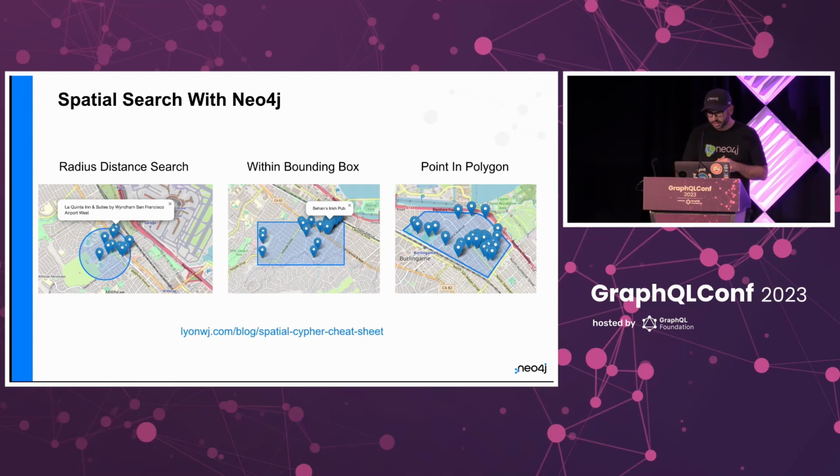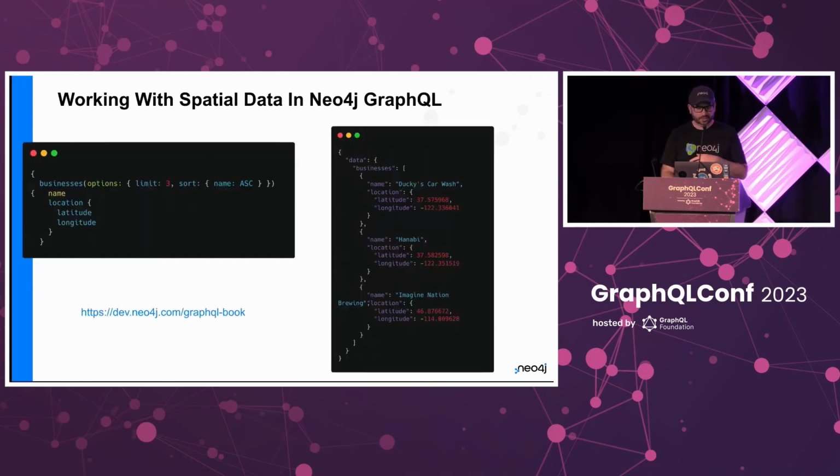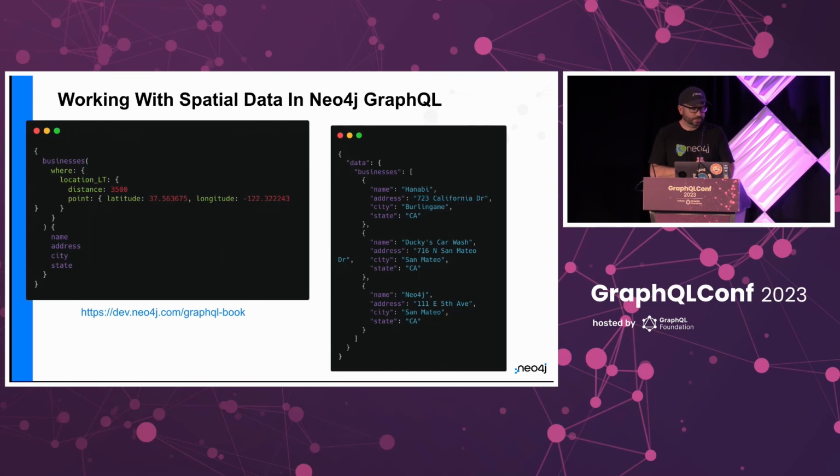So here we're looking at a specific neighborhood in Burlingame. And these are all things we can do with Neo4j. When we define a point type in our GraphQL types and pass that off to the Neo4j GraphQL library, here we defined a location point type on our business. And so we get things like latitude and longitude fields for this point. So here we're just saying, hey, give me 3 businesses and their name and location. But we also get geo-filtering as part of the where argument.